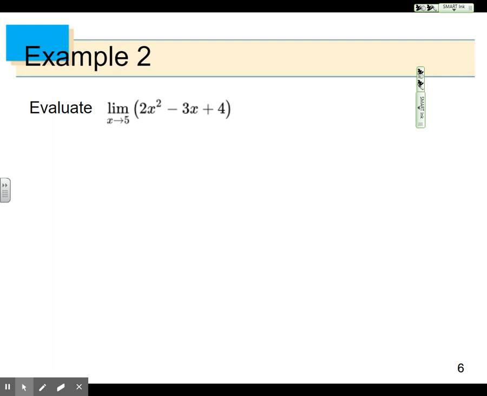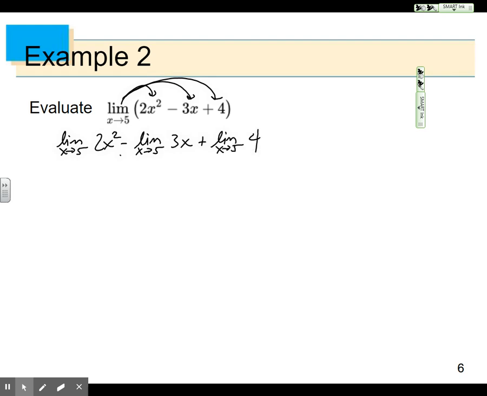So first off, I'm taking the limit of a difference and the limit of the sum. So I'm just going to take the limit as x approaches 5 of each one of these terms. Notice my negative went out here. I could have done a positive here and then I left a negative on the 3, but that's just the way I did it. And the limit as x approaches 5 of 4. Now I got some constants in front. Okay, so I'm gonna pull this 2 out in front.